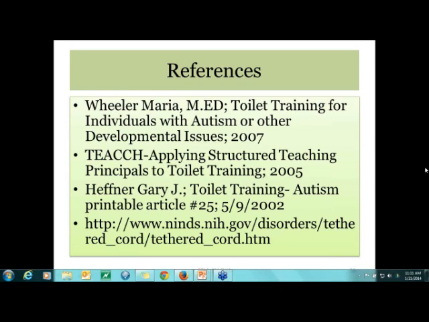Let's see, bathroom in the community? Okay, so how do you prepare someone for using the bathroom in the community? Some toilets are noisy and scary for kids. That's where I think researching the toilets ahead of time, if you can, we can't always do that, but that would be my first recommendation.